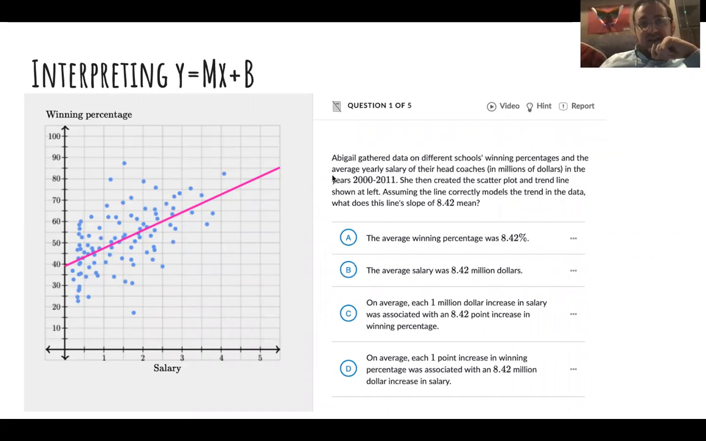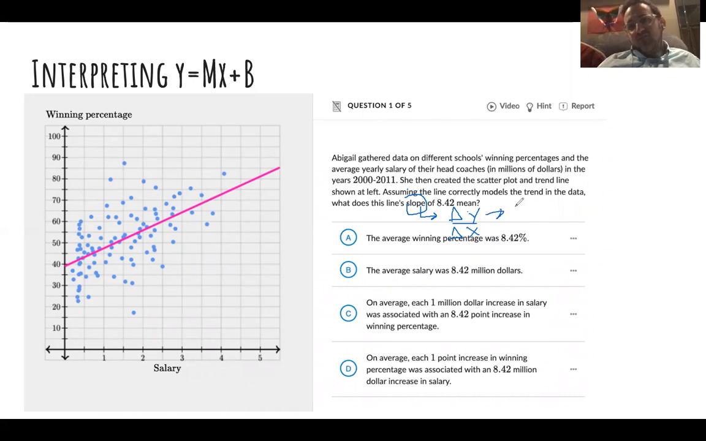So this is your classic linear scatter plot interpretation question. And we have the impact of maybe colleges' winning percentages and the average yearly salary of their head coaches. And the question is, what does the slope of 8.42 mean? So when we see the word slope, we're looking at change of y over change in x.